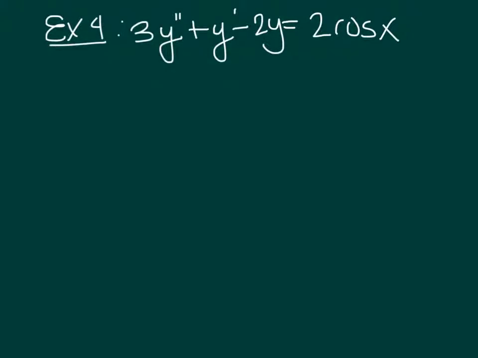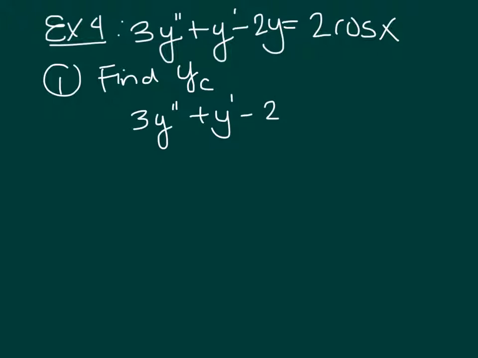Example 4: let's find the general solution to the non-homogeneous equation. Again, there are 3 steps. Step 1 is to find the general solution to the homogeneous equation. We know that's just 3y double prime plus y prime minus 2y equals 0. We're going to use the associated characteristic equation to help us find our roots.